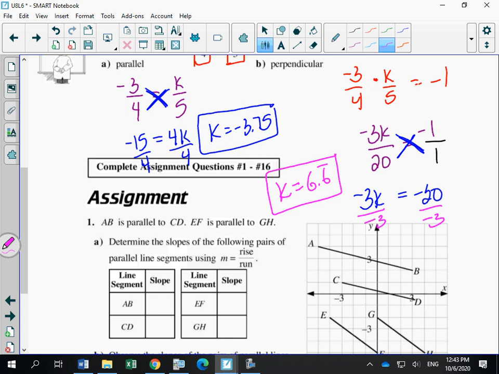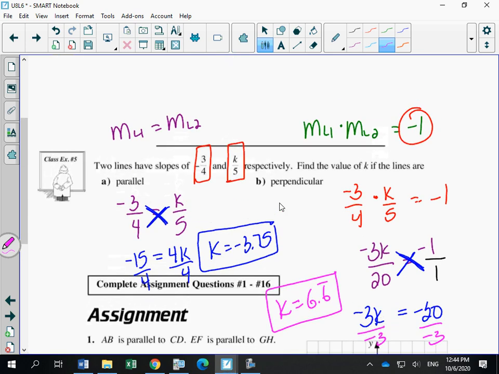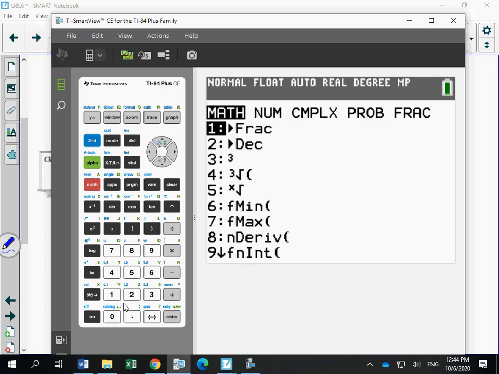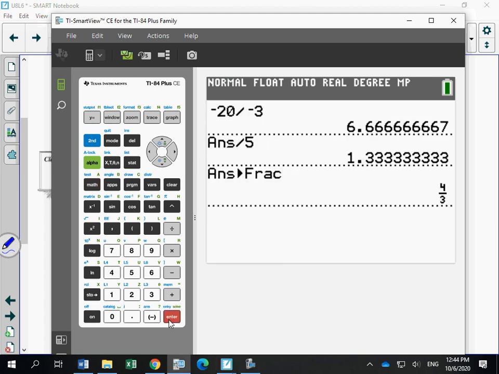Okay, how are we going to check this? What we're going to do is take this, and we just calculated k to be 6.6 repeating over 5. So I want you to use that number stored on your calculator and divide it by 5. So this number divided by 5 gives me this, and we're going to math one fraction it. So math one fraction gives me 4 over 3.